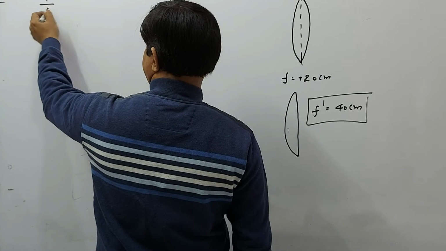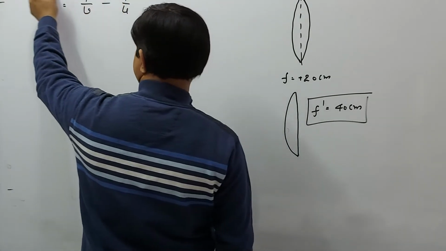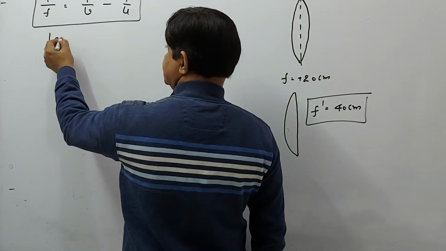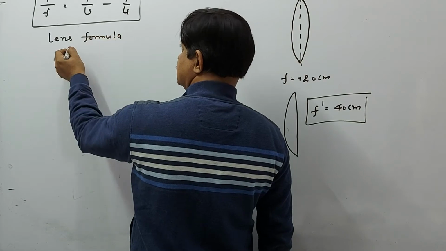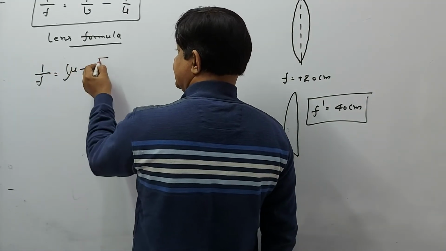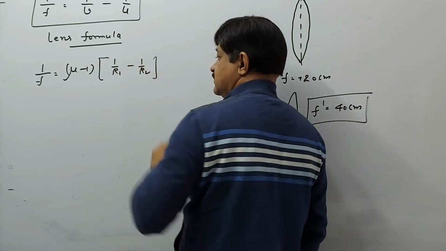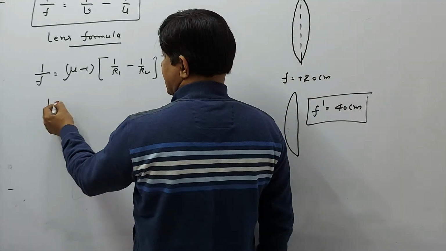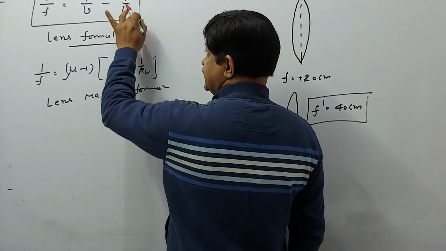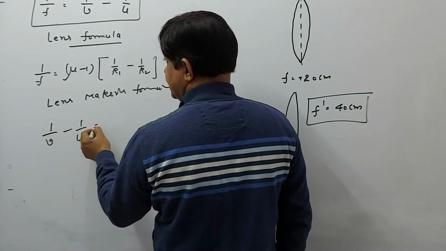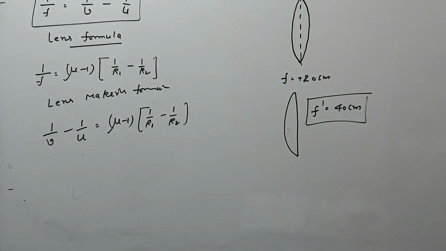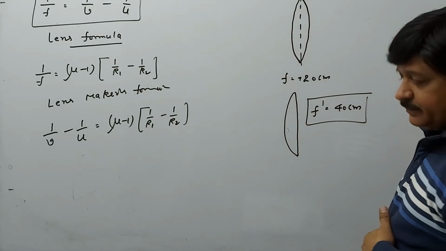So whenever you take 1 upon f is 1 upon v minus 1 upon u, which we call as Lens formula. But when you write like this, mu minus 1, this is known as Lens-Maker's formula. And when you equate these two, I can also write 1 upon v minus 1 upon u is equal to mu minus 1 upon r1 minus 1 upon r2. So this is the third case. 1 upon v minus 1 upon u is mu minus 1 upon r1 minus 1 upon r2.